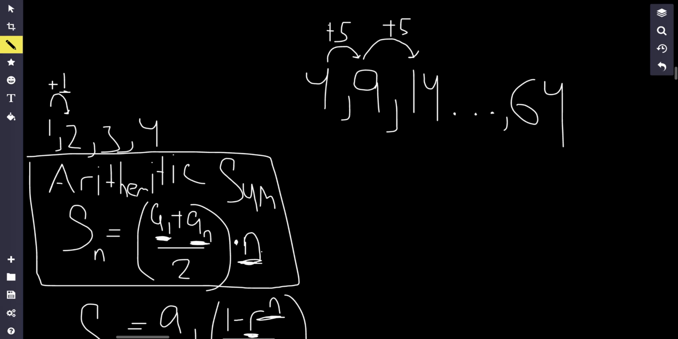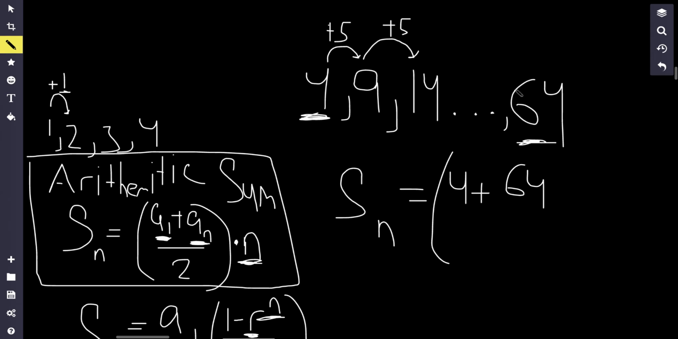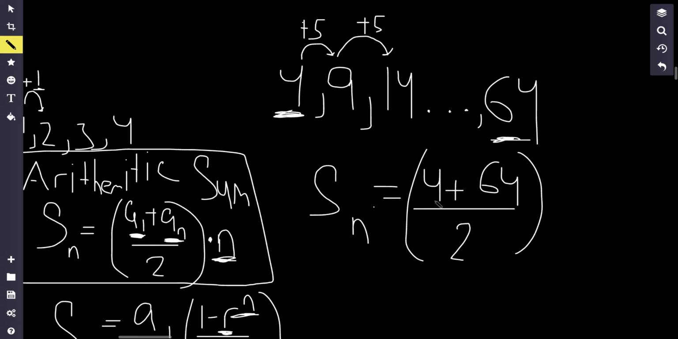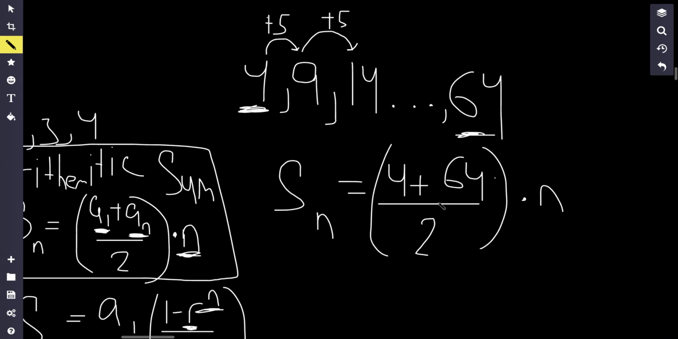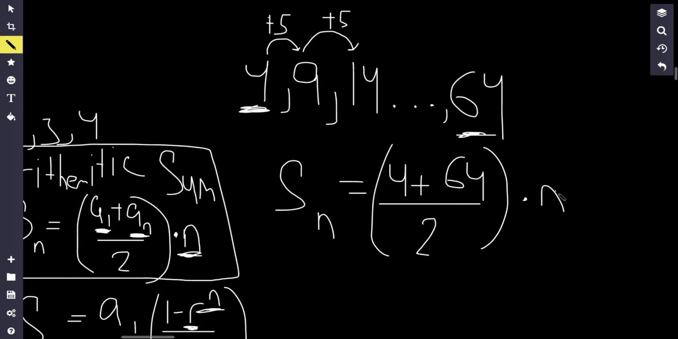So how can we do this? Well, if I just plug in everything I know into this formula, I'm going to get s sub n equal to my first term, which I know is 4, plus my last term. It's going to be the average between the first term and the last term. I know my first term is 4. I know my last term is 64. And because this is the average, I divide by 2, and it's going to be multiplied by n. n basically represents the amount of terms there are. So how can I find n?